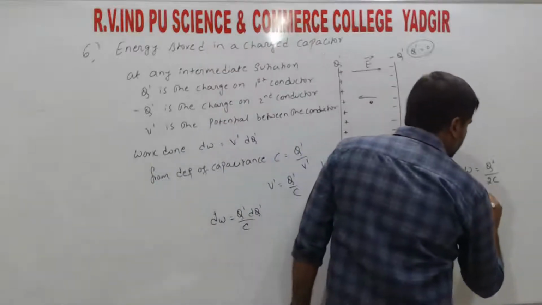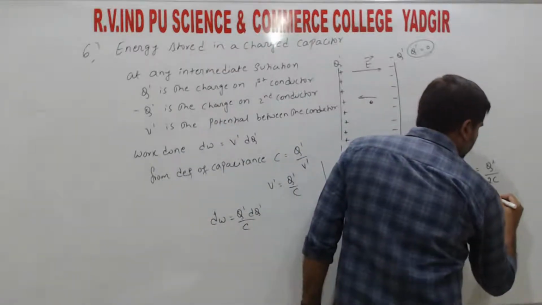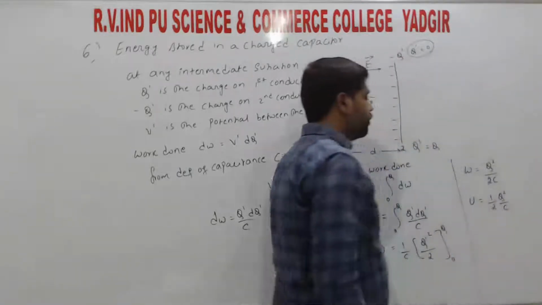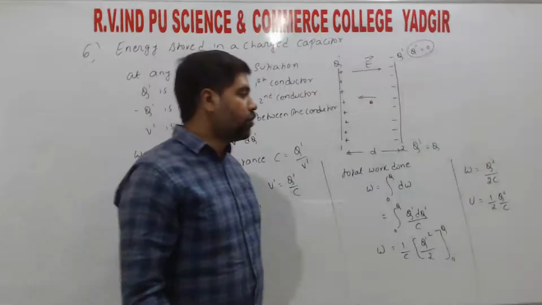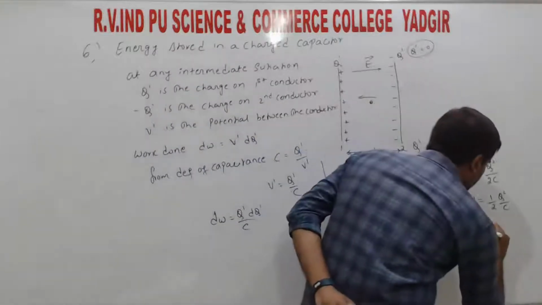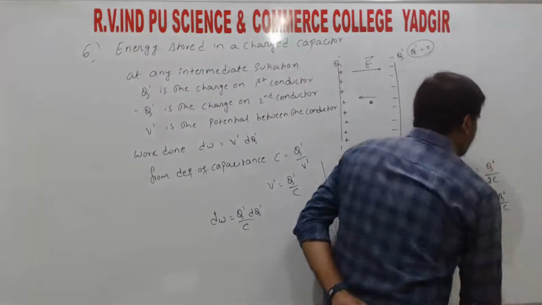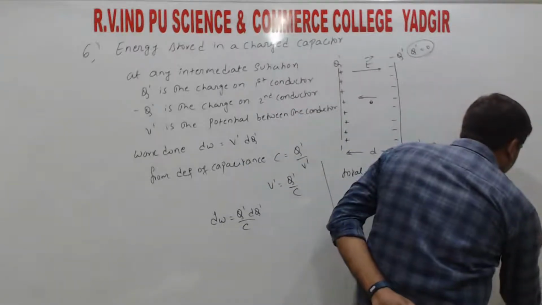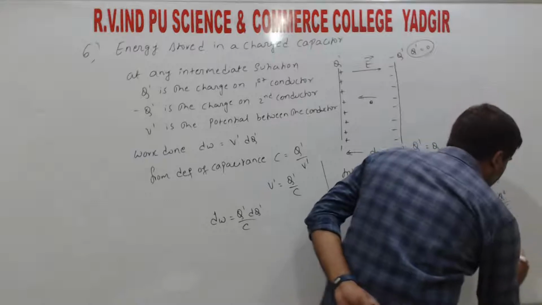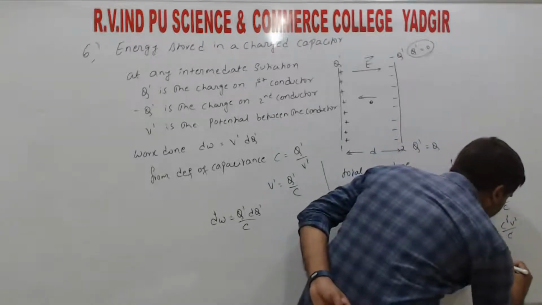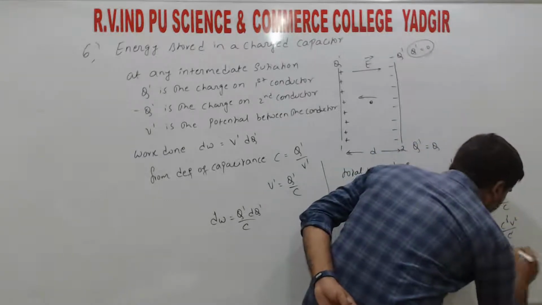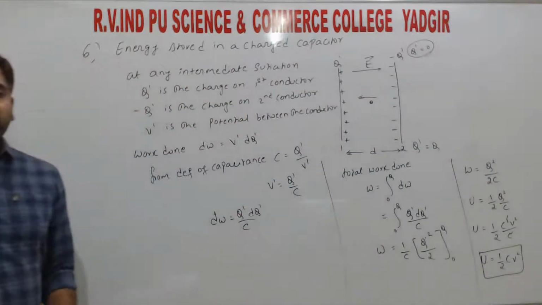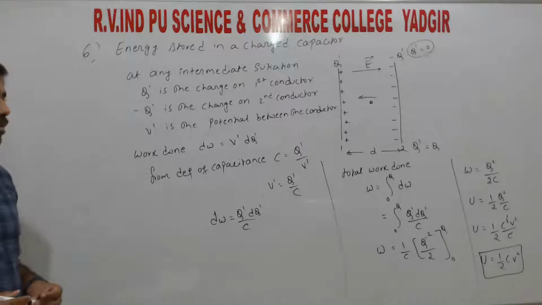So this work done is stored as energy, so U is equal to 1 by 2 Q square by C, right? So from the definition, Q is equal to C into V, so C square V square divided by C, so C square cancels, so the energy stored is 1 by 2 CV square. So this is the energy stored in a capacitor, right? So this is very important for 3 marks.